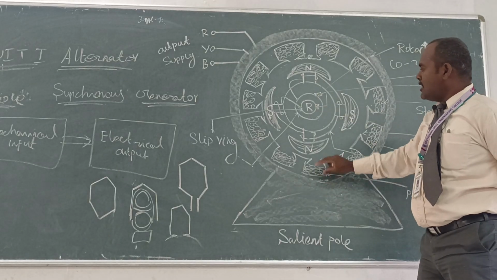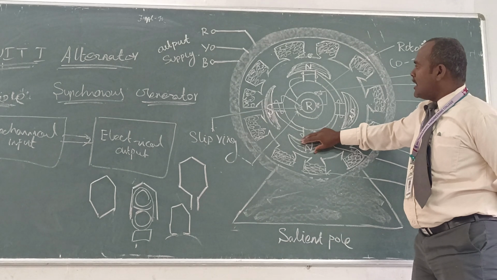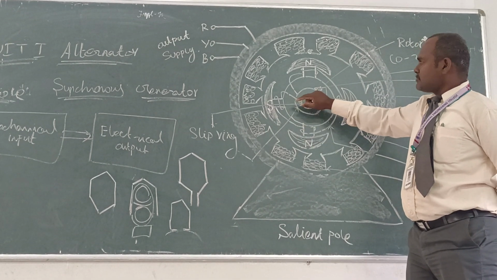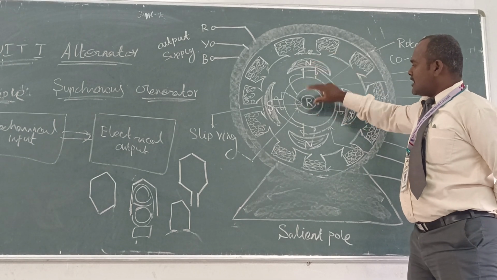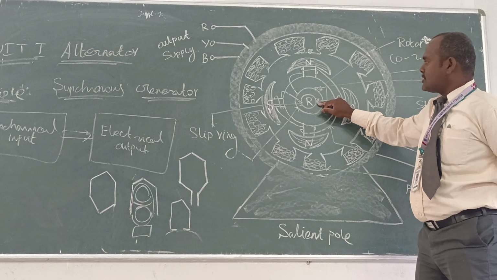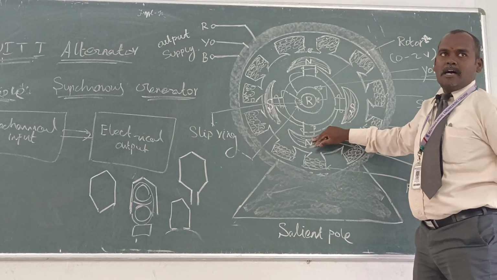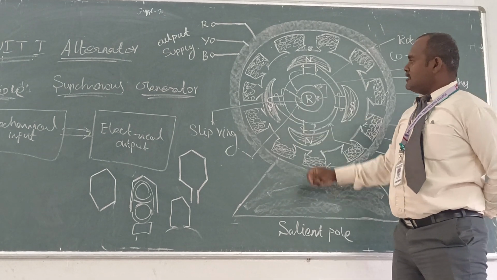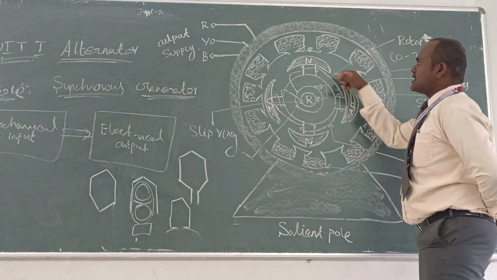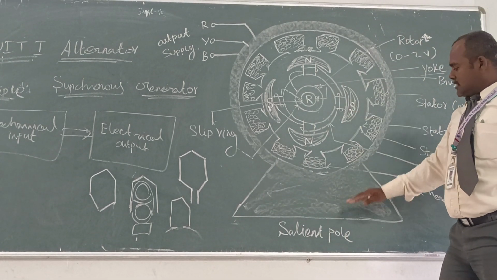One is the salient pole. It is projected like this. That is the pole head. Then the internal field winding of the rotor, that is the copper winding, with the north and south pole. Here is the slip ring, and this is the carbon brush, right? So the carbon brush, slip ring, pole head, and copper windings make up the total construction of the three-phase alternator. So that is the salient pole.